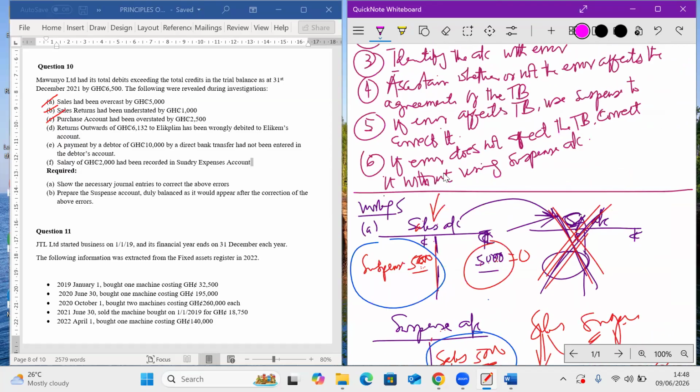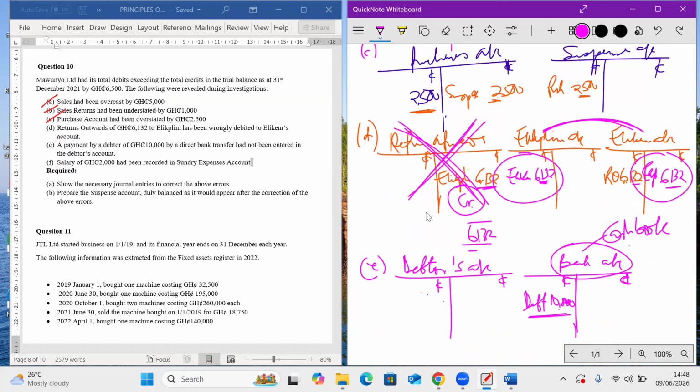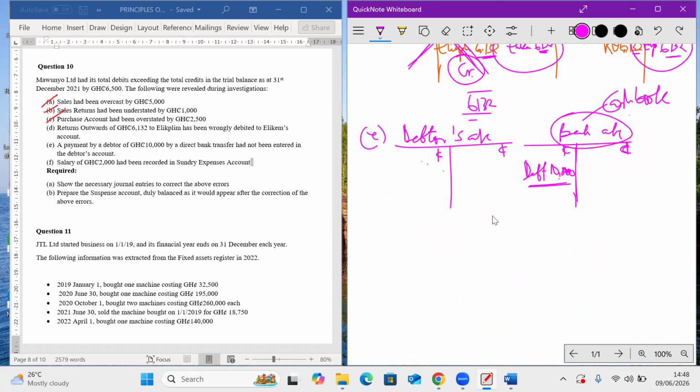Let's move on. Ascertain whether or not the error affects the agreement of the trial balance. So we've noticed that the debtors account has an error. Does the error affect the agreement of the trial balance? Who said it doesn't affect? Tell me why.